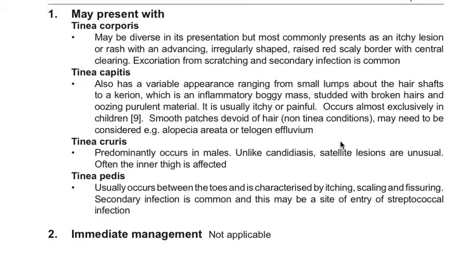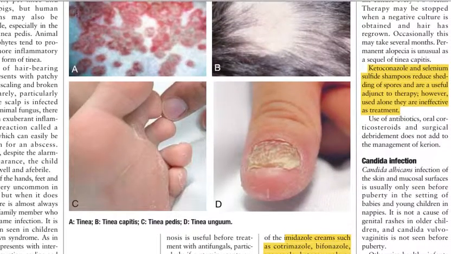Tinea cruris predominantly occurs in males, and tinea pedis occurs between the toes and is characterized by itching, scaling and fissuring. So they all look like this.